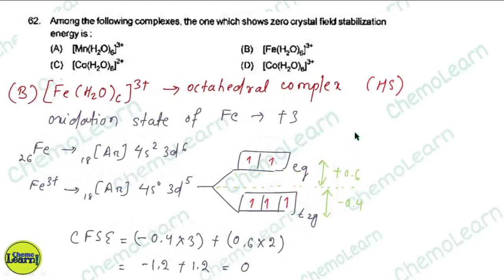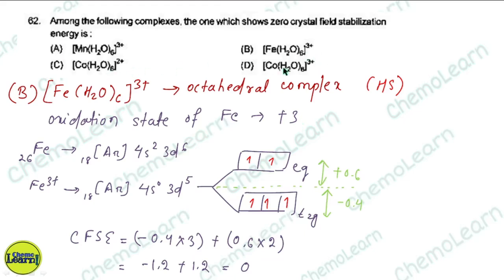Then option B. In option B we have Fe(H2O)6 3 plus. It is also an octahedral complex and high spin. So the oxidation state of iron is plus 3 again here, and in Fe plus 3 we have valence electronic configuration d5. So it will split like t2g3 and eg2. So CFSE will be minus 0.4 into 3 plus 0.6 into 2, and it will come out to be 0 because minus 1.2 plus 1.2 equals 0. So this is our answer.